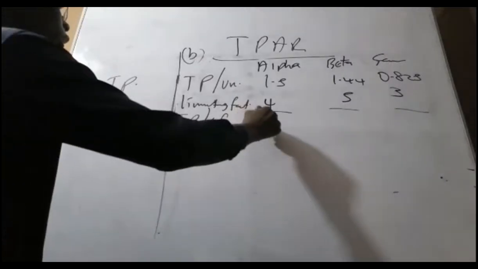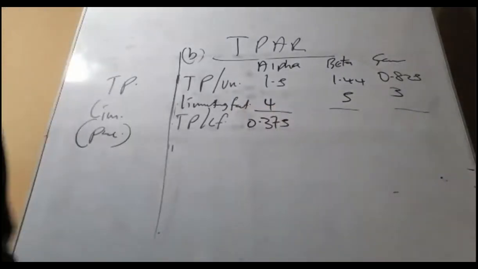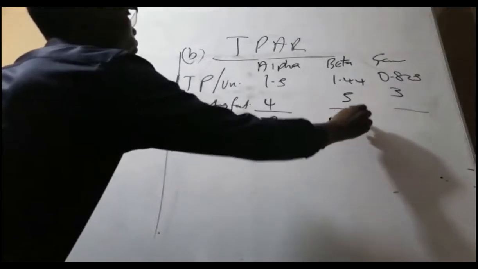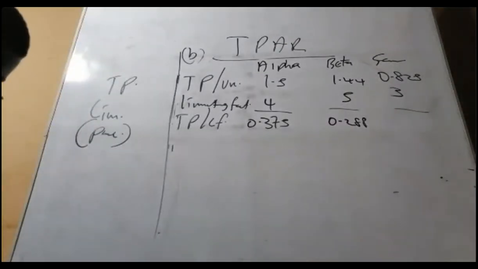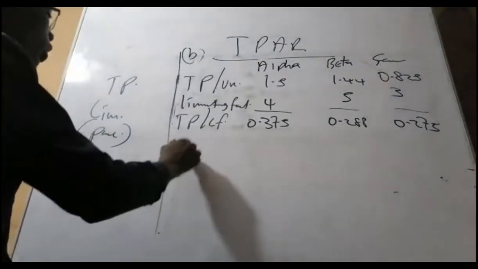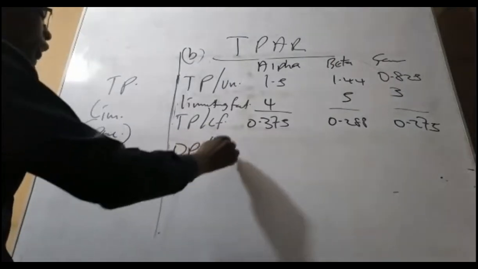So 0.375, then 1.44 divided by 5 gives us 0.288. Finally, 0.825 divided by 3 gives us 0.275. Good. Then we go and calculate the operating cost per limiting factor.